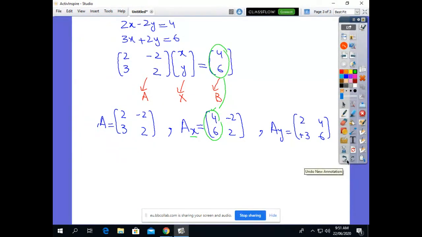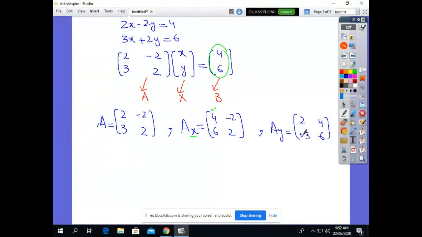Similarly, we write the matrix AY. Instead of the y coefficients, here we write the matrix B, which is 4 and 6, and the other two elements are the same, which are 2 and 3.